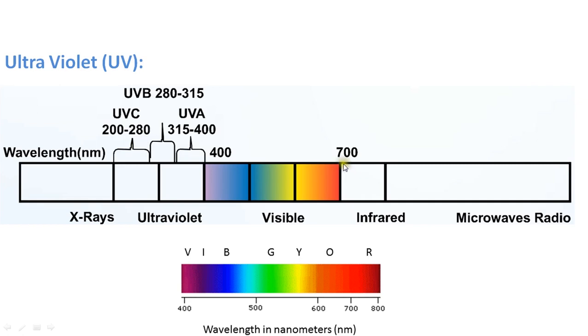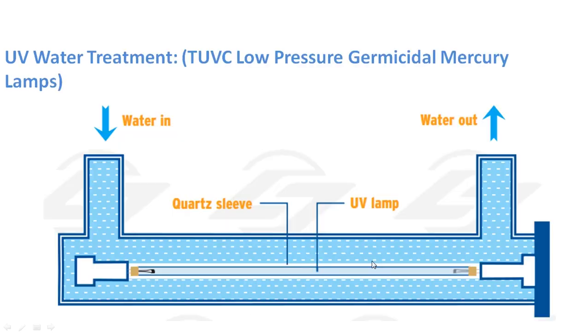And here you can see on the other side of the visible region is the infrared region, and its name has come because it is adjacent to the red color. And this is how the water is treated by using the UV light. The water after RO is passed through this UV chamber, where the water is exposed to the UV light and gets treated, all the disease causing microorganisms are killed, and the safe water comes out and is collected in the tank.